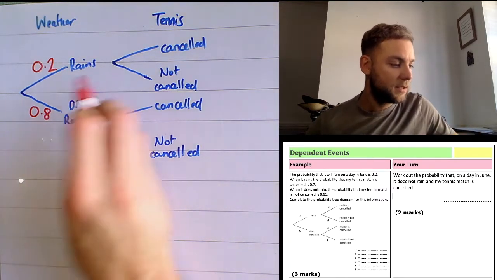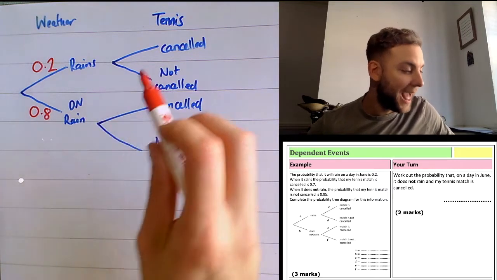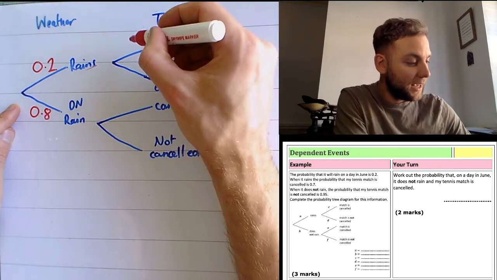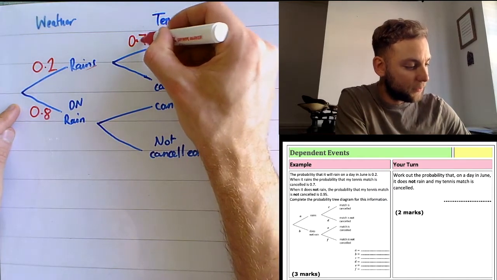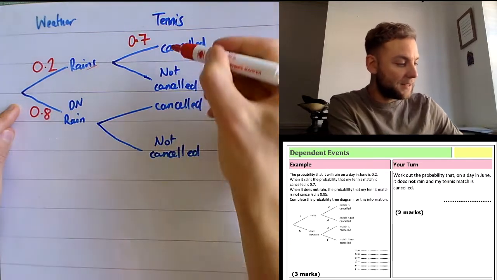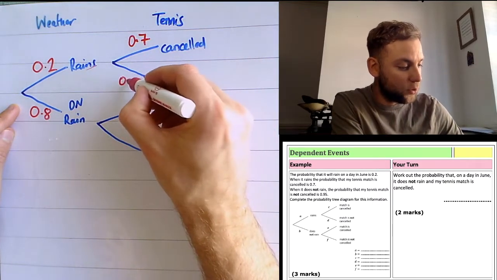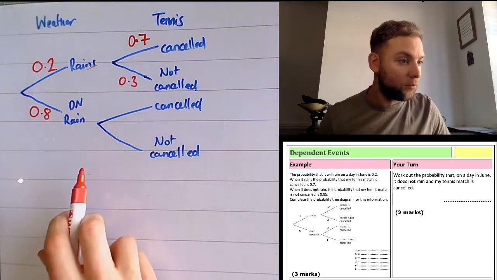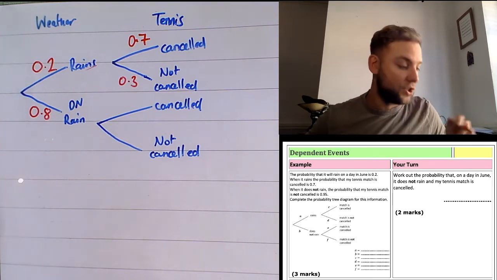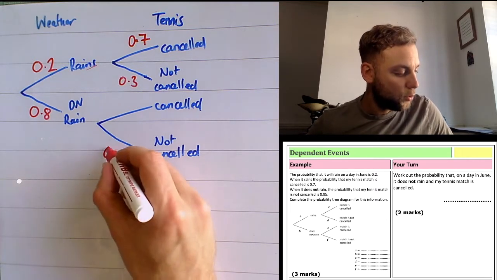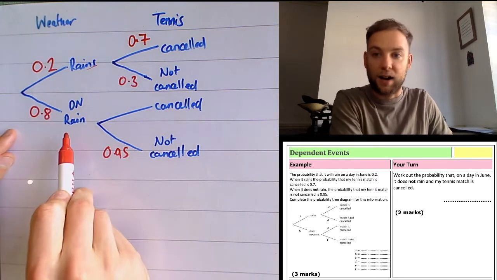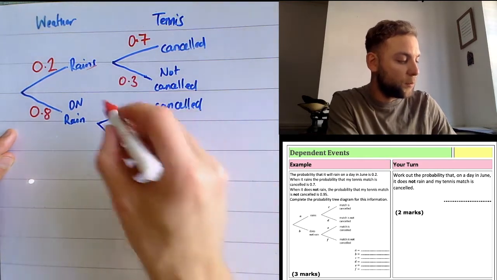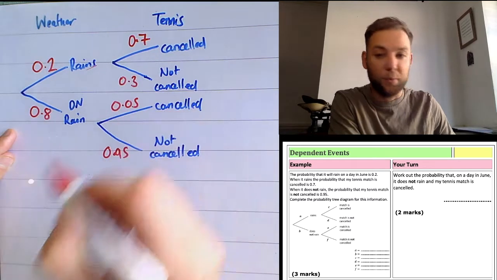Now we're going on to the dependent part, because the next part says when it rains, the probability the tennis match is cancelled is equal to 0.7. Super. That means the probability that it's not cancelled is equal to 0.3. Okay? So the next part says when it does not rain, the probability that the match is not cancelled is equal to 0.95, which means the probability that it's cancelled is equal to 0.05.